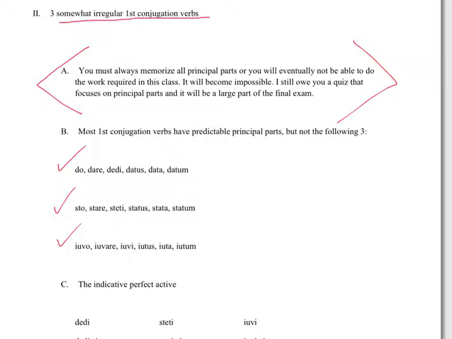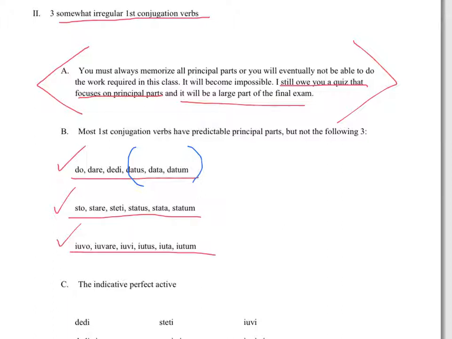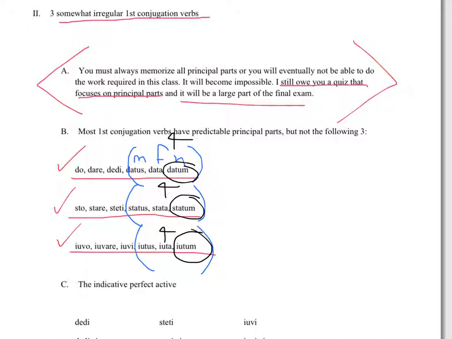It will become impossible, and I still owe you a quiz specifically on principal parts. That's how important they are, and that will be a large part of the final exam. So memorizing the 4 principal parts of every verb is crucial. Remember, the 4th principal part I write out in full in the masculine, feminine, and neuter form, so it looks like more than 4 principal parts, but remember that your book only writes out the last and neuter form of that 4th principal part. All 3 of those constitute the 4th principal part.